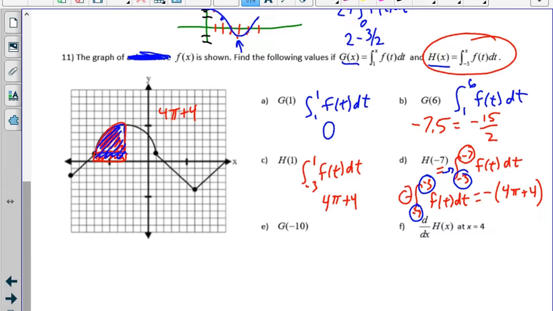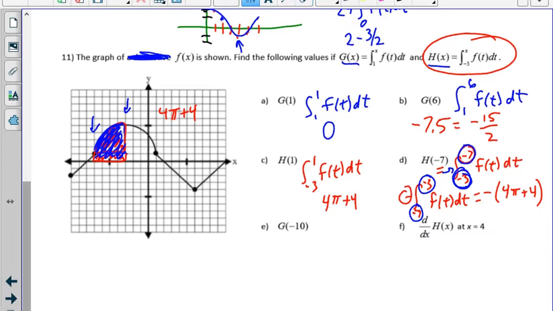So if all of this area from -7 to -3 is positive, then as I move from left to right, I'm moving up. But if I'm going from -3 to -7, I'm going to get a negative answer, because if I'm looking at it from right to left, I'm actually going down.